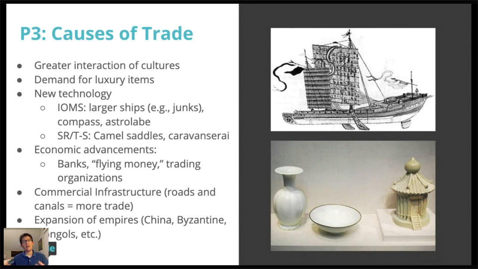When you have large empires who are quite powerful and can protect traders and merchants along trade routes, people are more likely to take the risk and do so, and thus it'll pay off. So those are some things that we see. When empires weaken, of course, trade tends to weaken as well. So those are some causes of trade.